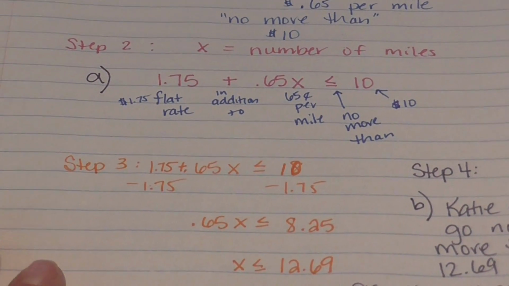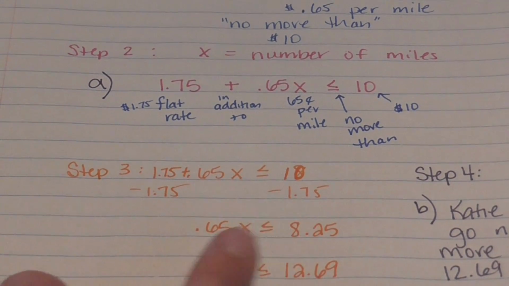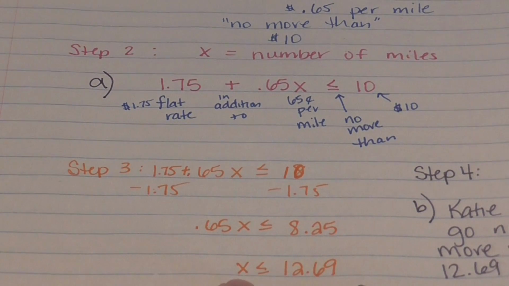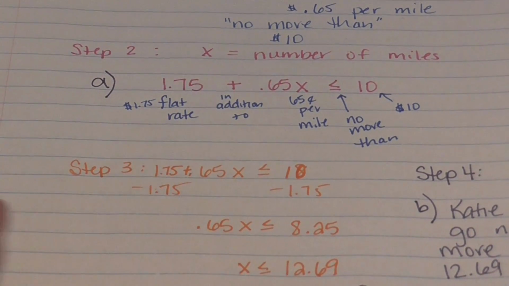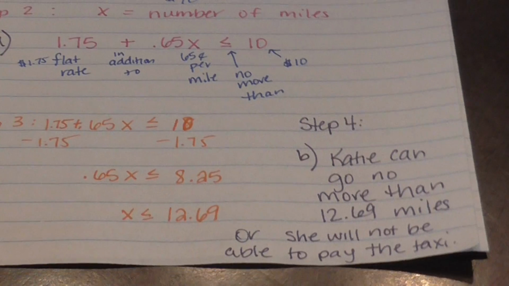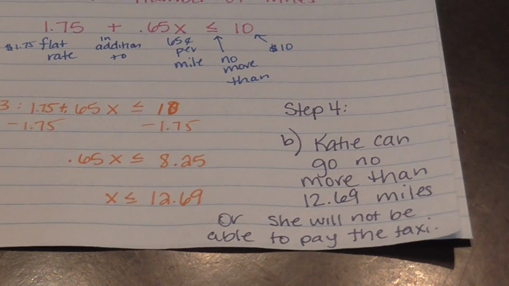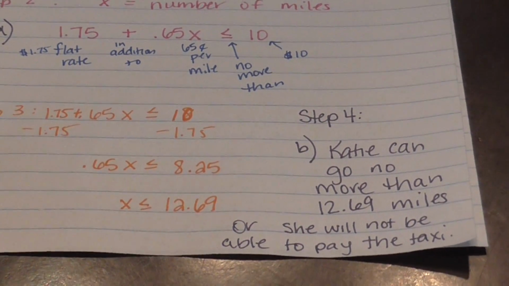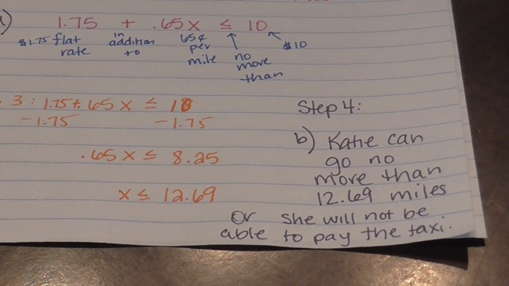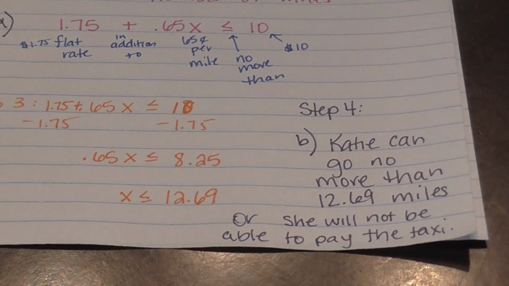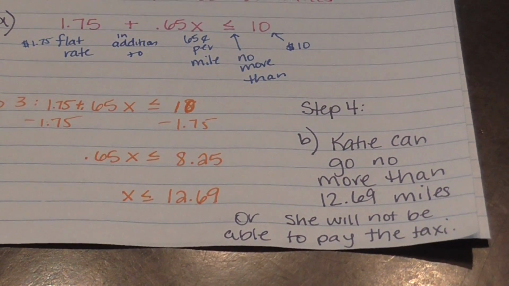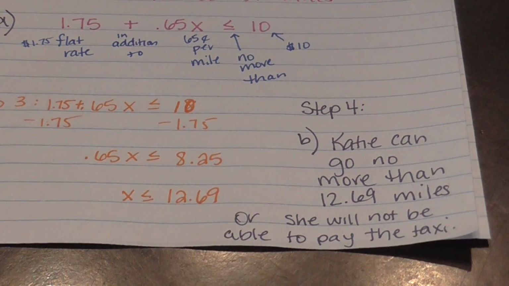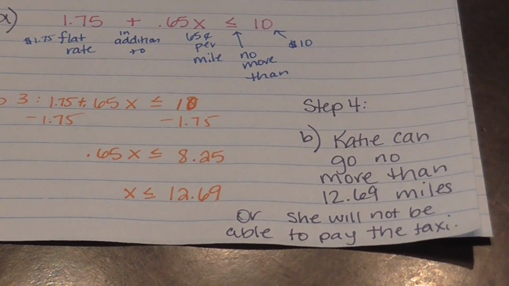Then we're going to solve it. We're going to subtract the 1.75 from each side. Divide by the 0.65, and by dividing by 0.65 I get x is less than or equal to 12.69. So last but not least, step 4, you need to explain. Katie can go no more than 12.69 miles or she will not be able to pay the taxi cab. Another way to justify the answer would be to plug your 12.69 back into the problem where x is and show that that is what will keep you less than $10. All right, thank you very much.